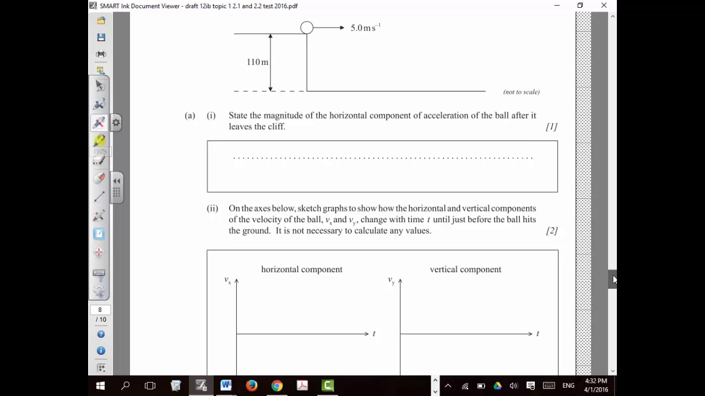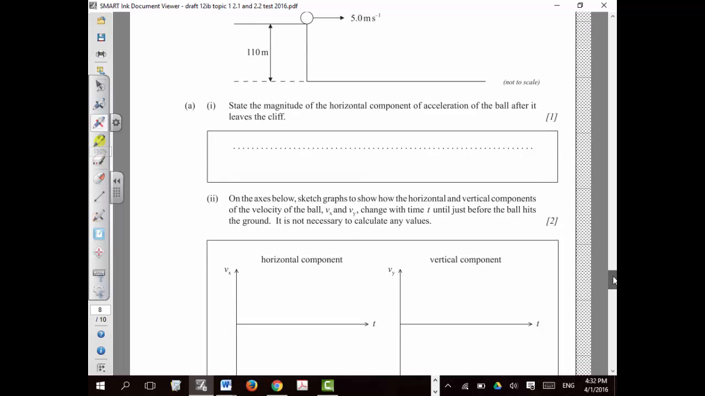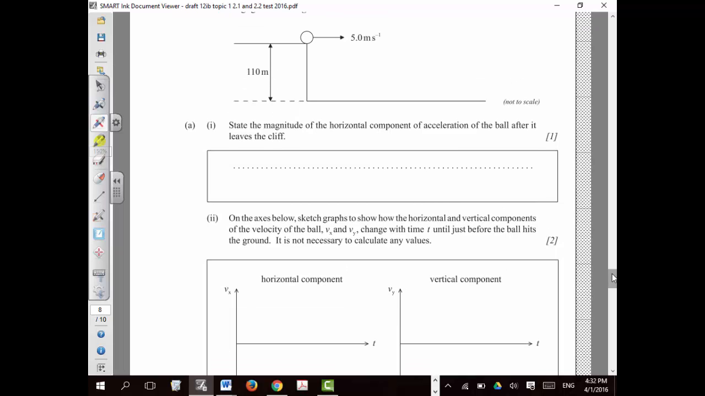State the magnitude of the horizontal component of acceleration of the ball after it leaves the cliff. Okay, we need to remember that horizontally there are no forces acting, so horizontally the acceleration will be 0. There's no horizontal acceleration, so we just say 0 meters per second squared and get the mark.